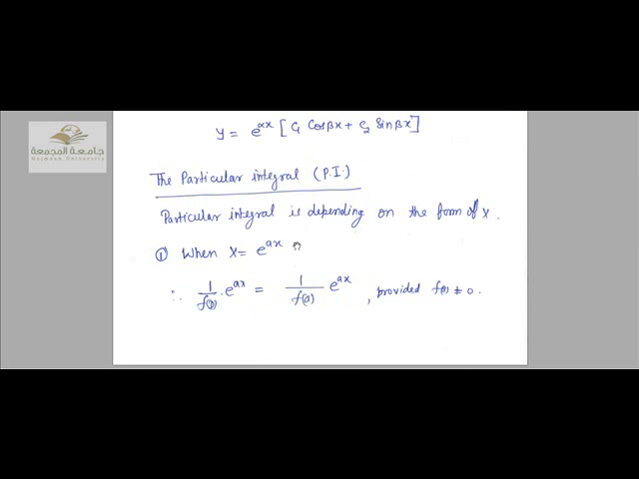Particular integral. The particular integral depends on the form of capital X. So we are going to write the formula for different forms of capital X. First, when X = e^(ax), the particular integral is 1/f(D) e^(ax) = 1/f(a) e^(ax), where D is replaced by a, provided f(a) is not equal to 0.